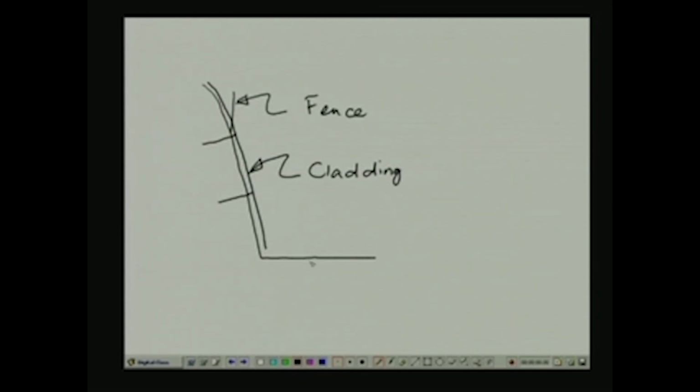Or we could have a shotcrete cladding. So, this could be either a shotcrete cladding, or we could have a rockfall protection netting. These are the options.